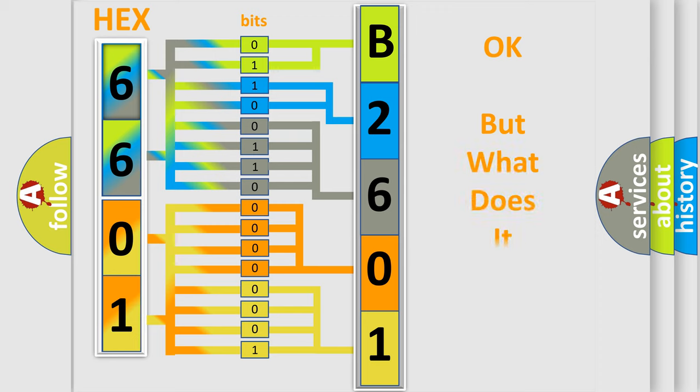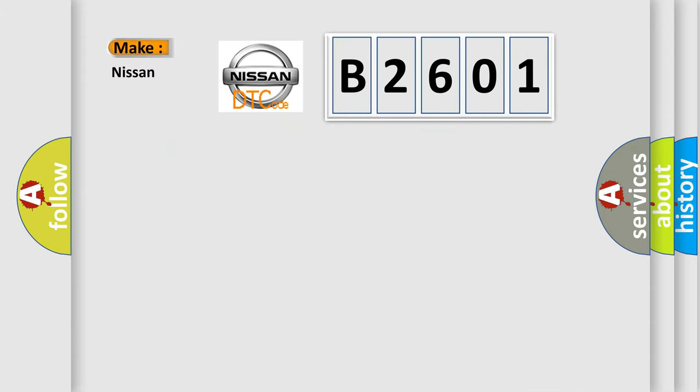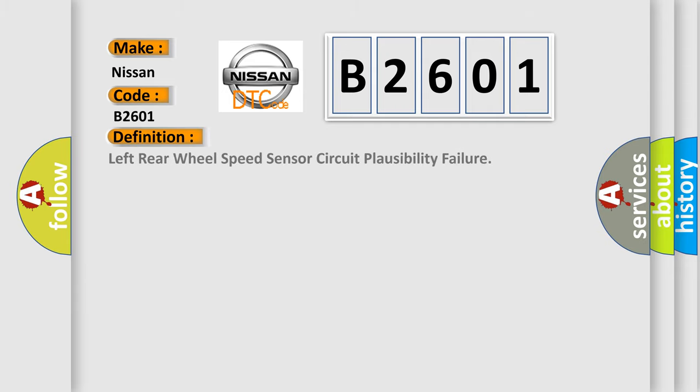The number itself does not make sense to us if we cannot assign information to what it actually expresses. So, what does the diagnostic trouble code B2601 interpret specifically for Nissan car manufacturers? The basic definition is left rear wheel speed sensor circuit plausibility failure. And now this is a short description of this DTC code.